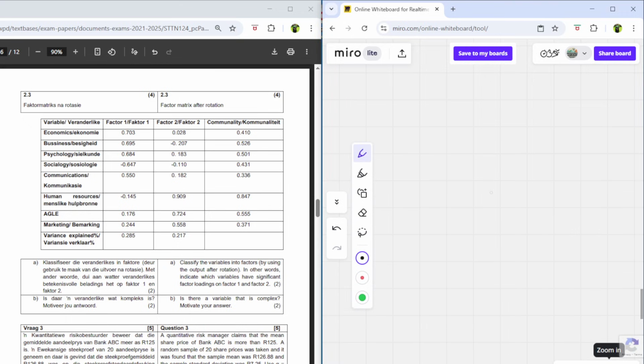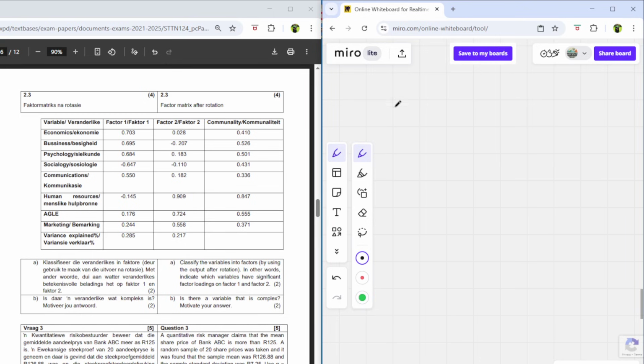The factor matrix after a rotation. So we have factor 1 and factor 2, they are rotated. And they say classify the variables into factors by using the output after rotation. In other words, indicate which variables have significant factor loadings on factor 1 and on factor 2. A variable has a significant factor loading if it explains more than 10%.